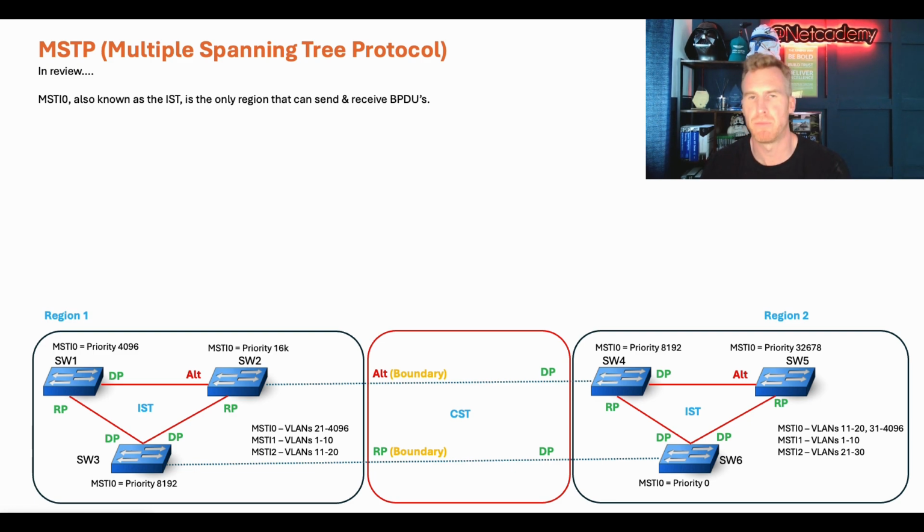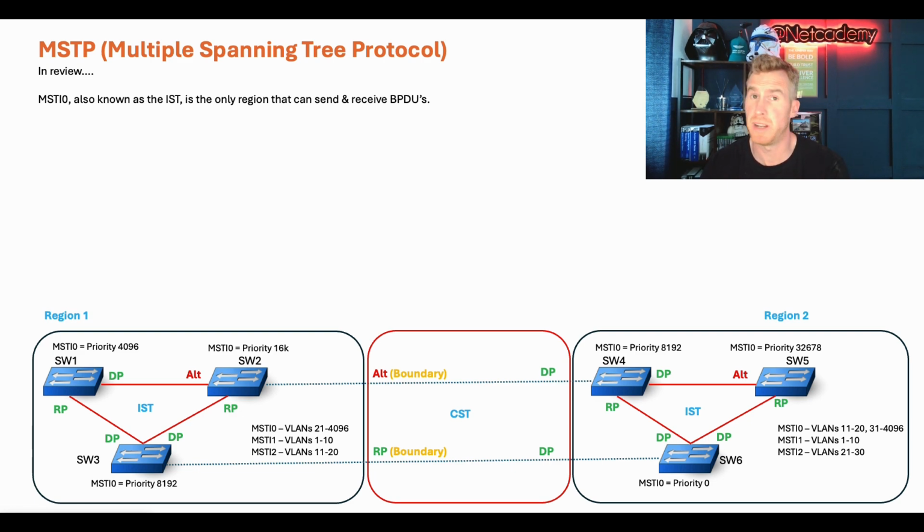So if you look at region 1, for MSTI 0, for the IST, same thing, VLANs 21 all the way up to 4096 are automatically there, because VLANs 1 to 10 are in instance 1 and VLANs 11 to 20 are in instance 2.